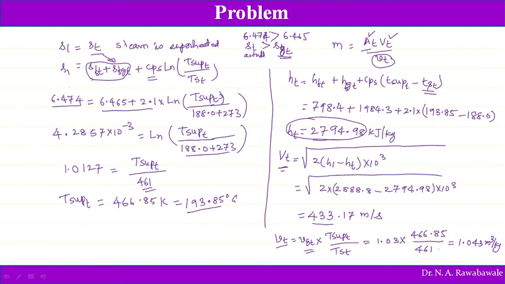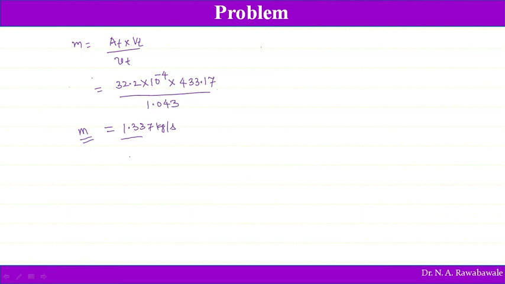So here we committed one mistake, and that mistake is here. This specific volume is wrong. It is approximately 0.16. If we take this as 0.16, then the mass flow rate will change, and when the mass flow rate changes, everything will change. So 32.2 into 10 to the power of minus 4 divided by 0.16, the mass flow rate is approximately 8.71 kg per second.